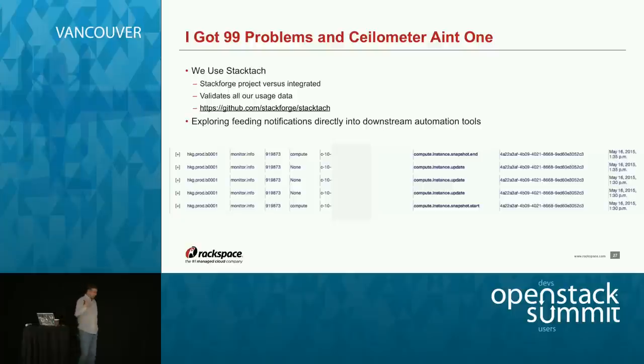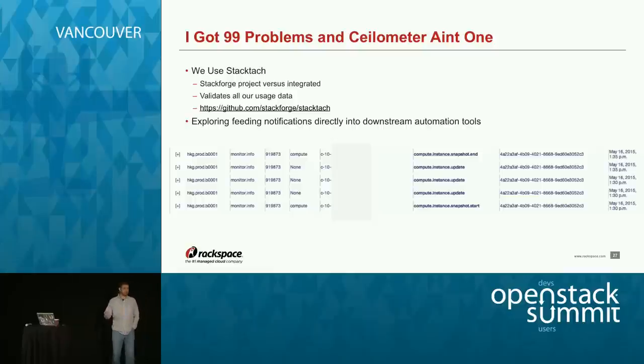So one concrete example where we've purposely made a choice is we just haven't, and it's not an offense to the Ceilometer folks, we just found that we didn't need to go down that road. The main thing we would use something like Ceilometer for is validating usages. So we bill customers for the time that they use their instance and the amount of bandwidth they use. And honestly, StackTach does that for us.